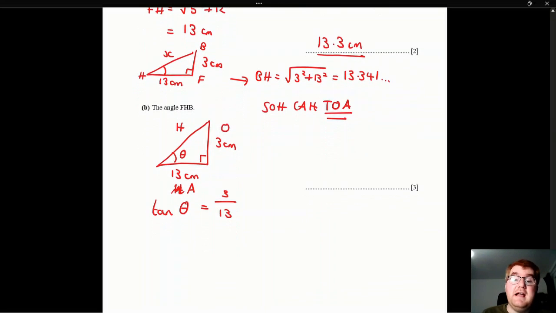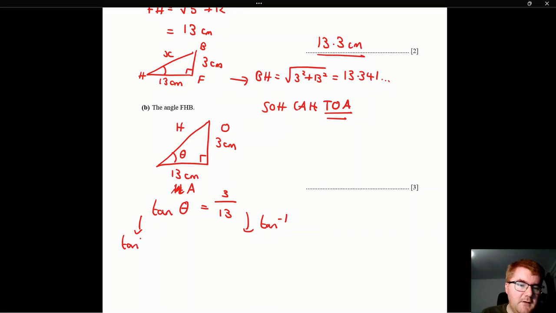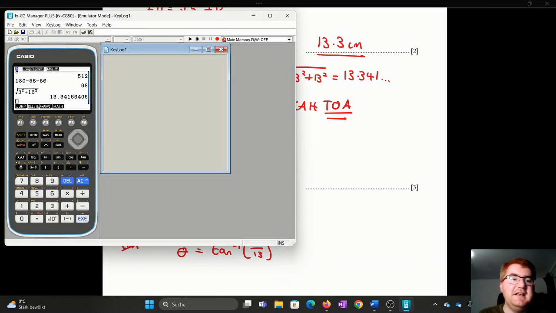But we want the angle here. So what's the opposite of tanning something? Well, we want to do the inverse tan of both sides. This cancels, giving us theta. And then we do tan inverse of 3 over 13. Again, back to our calculator to do the hard work for us. So tan inverse, and then we've got fraction 3 over 13.